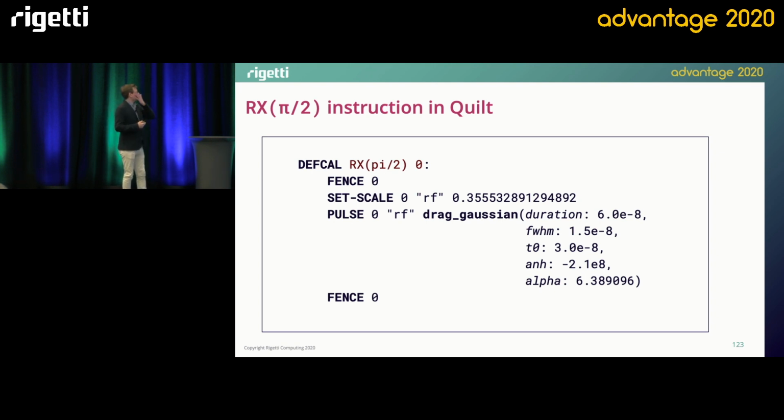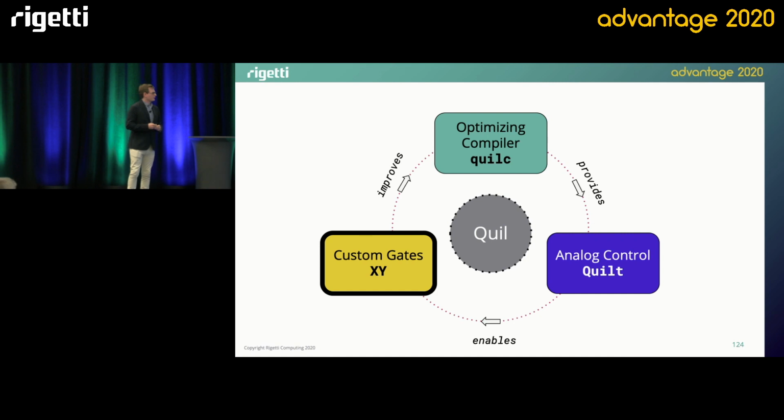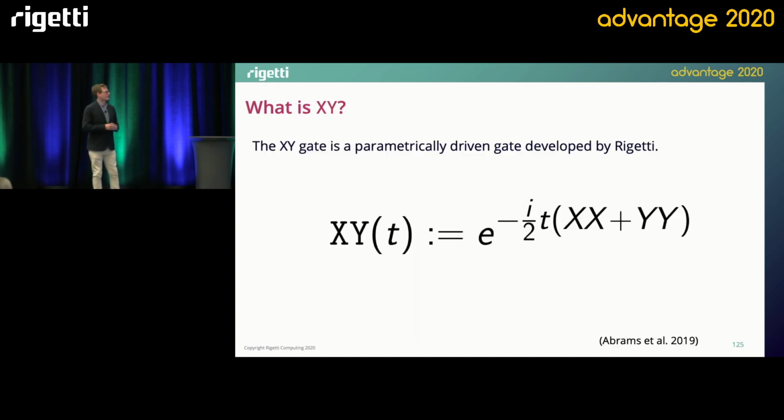So taking this example a little bit further, I want to touch on the XY gate. The XY gate, as defined in the Quil standard, is defined by this. Nico earlier described the actual hardware interaction of it. From a unitary perspective, this is how I define it.